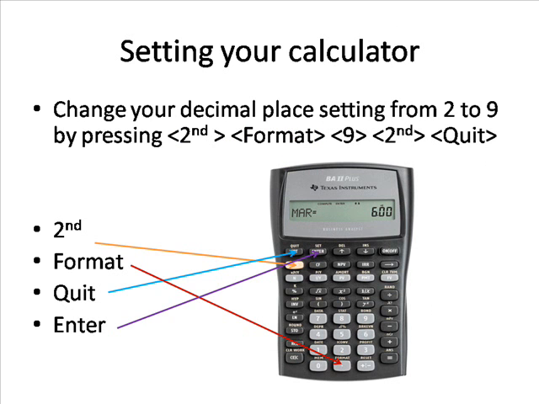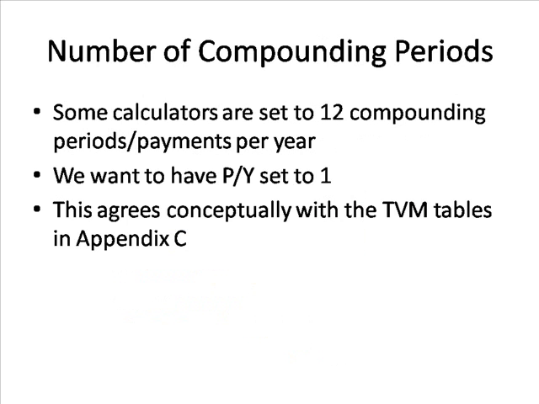The calculator is normally defaulted to 2 decimal places. Let's change this to 9 decimal places. We start off by pressing the second button, then pressing the format button. You'll see on the calculator screen DEC equals 2. Type in 9 and hit the enter button on the top row. Then in order to get out of this, let's press the second button, then press the quit button.